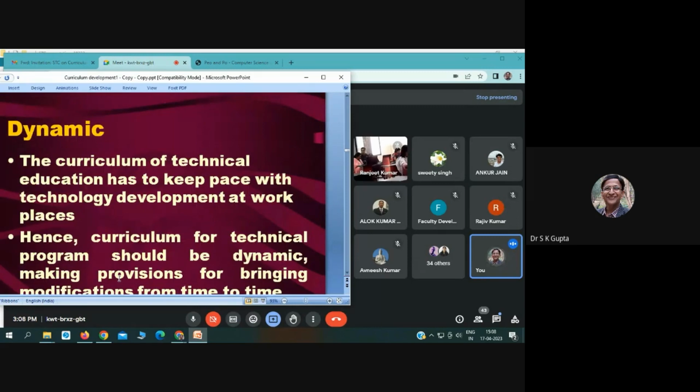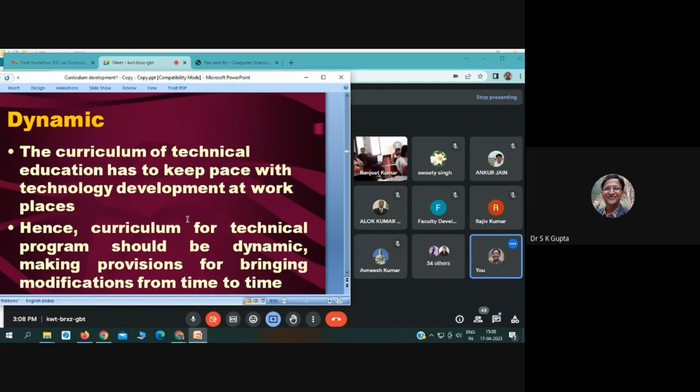Then the second point is that the program should be dynamic, because we want our program to keep pace with the technological development at workplaces. So we must have some provision for electives, program electives, multidisciplinary electives, open electives, so that we can make modifications from time to time as per the requirements of the technology.